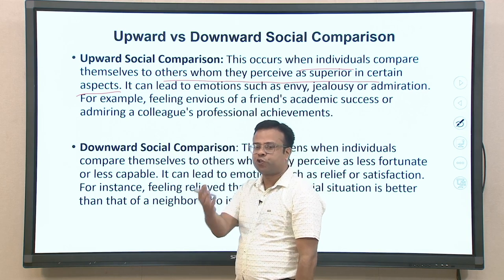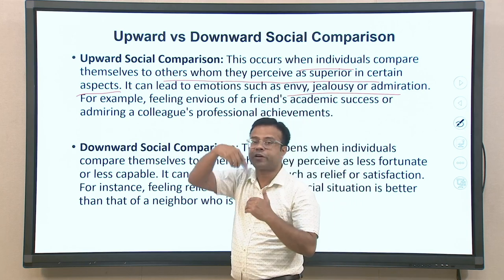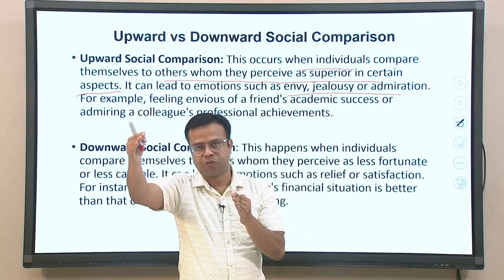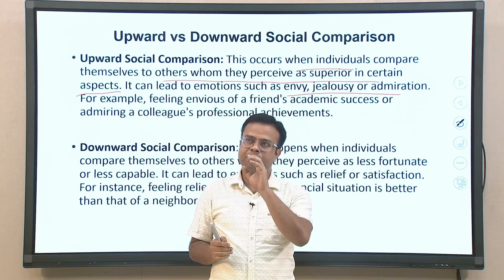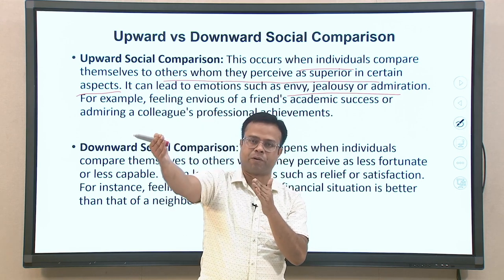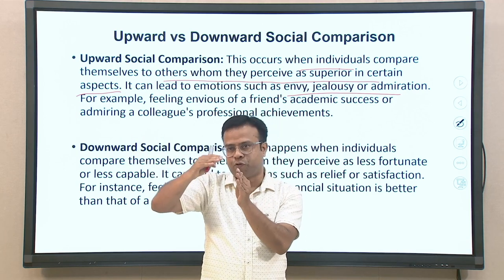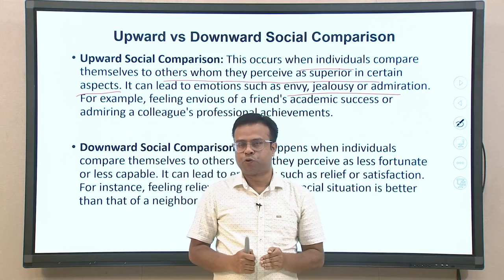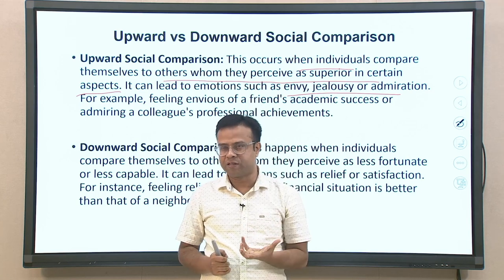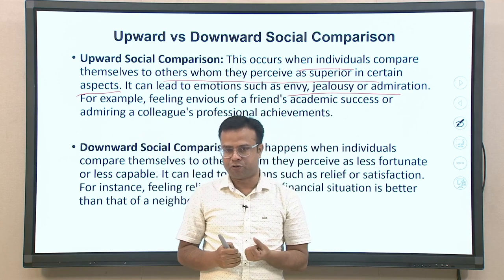So, this upward social comparison can lead to various emotions such as envy, jealousy, and even admiration can happen if you kind of like the person with whom you are making the comparison. Sometimes some persons are better than us, but you like that person. So, then you can admire that person. You may not feel jealousy in all contexts, but it depends on what your relationship with that person is. So, it can also lead to positive emotions in some sense, even in the case of upward social comparison, if you like that person.